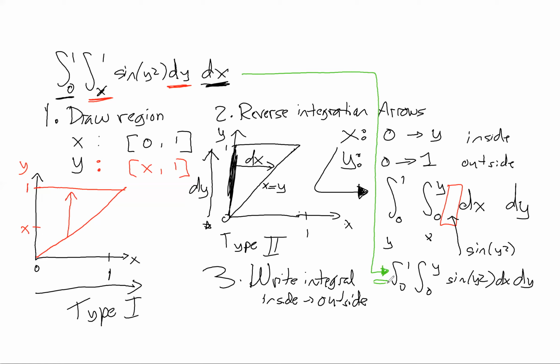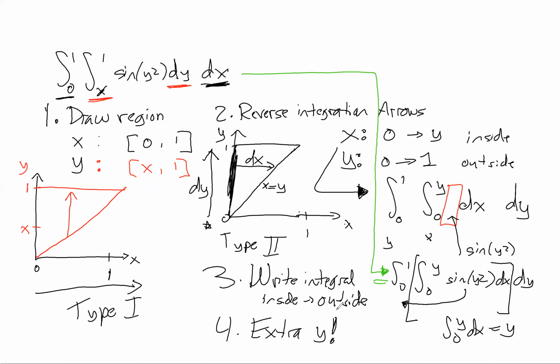Okay, now this is so much better. Because if we start with our x integral, we can actually take this sine of y squared out. So we end up with something really easy: the integral from 0 to y of dx gives you y. There's our extra y. So we're left with the integral from 0 to 1 of y sine of y squared dy. And that is a very doable integral.